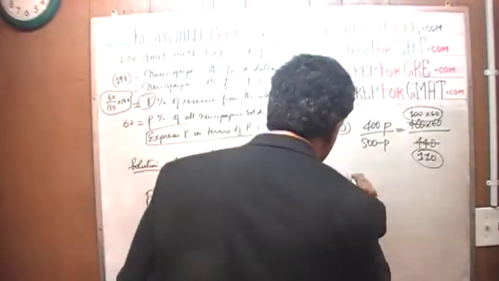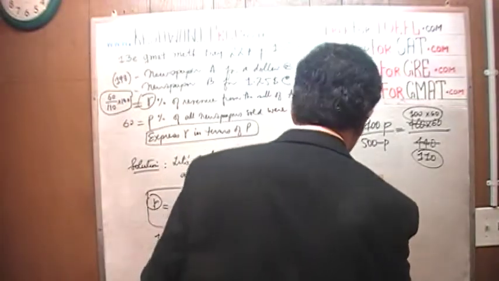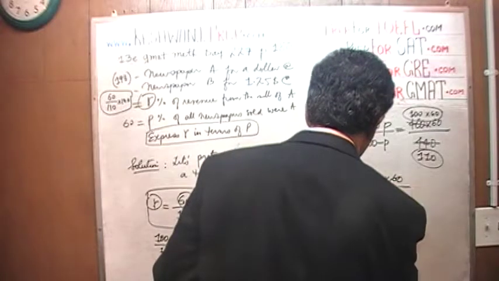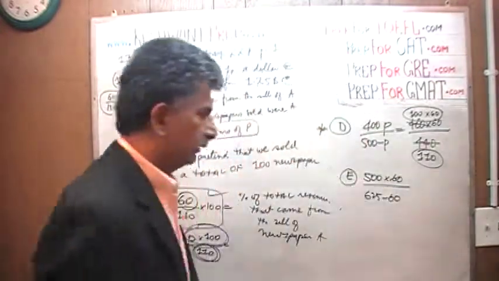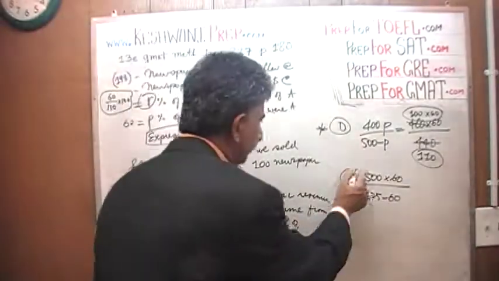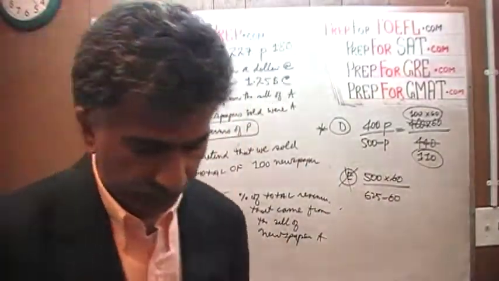E says 500 times 60 over 625 minus 60. It's not going to work. The answer is D. Alright? So that's how you do it.